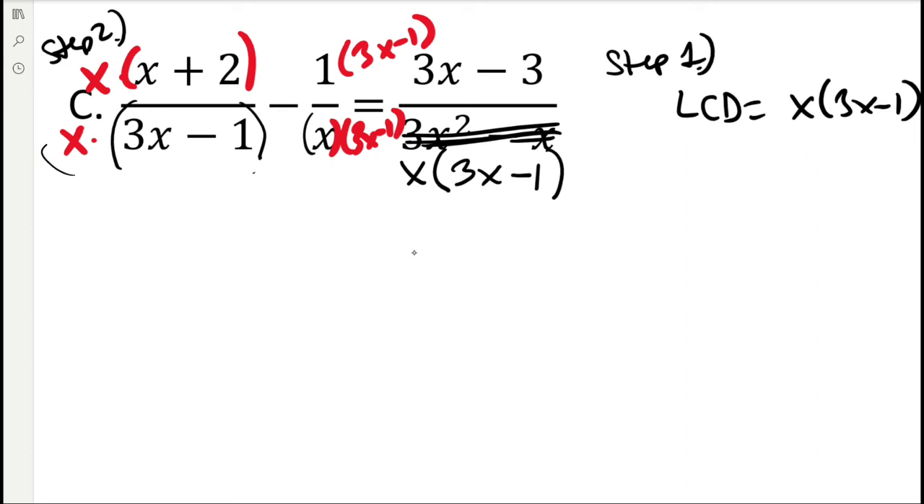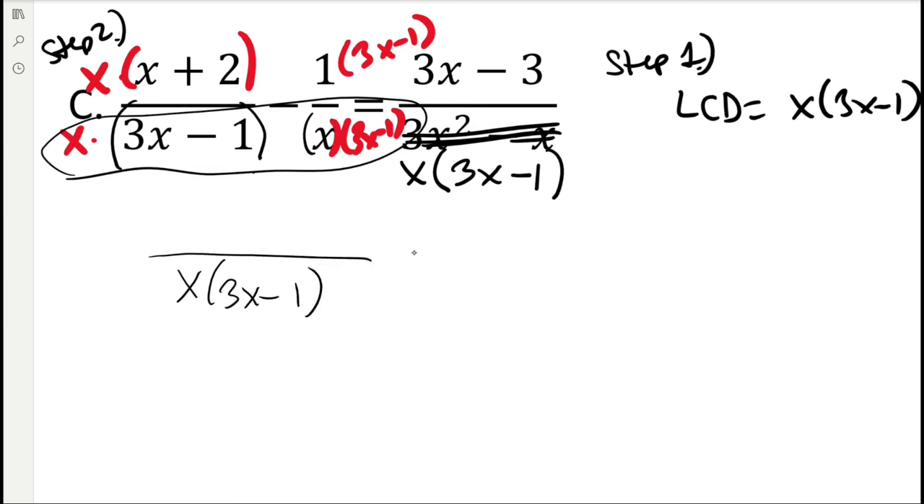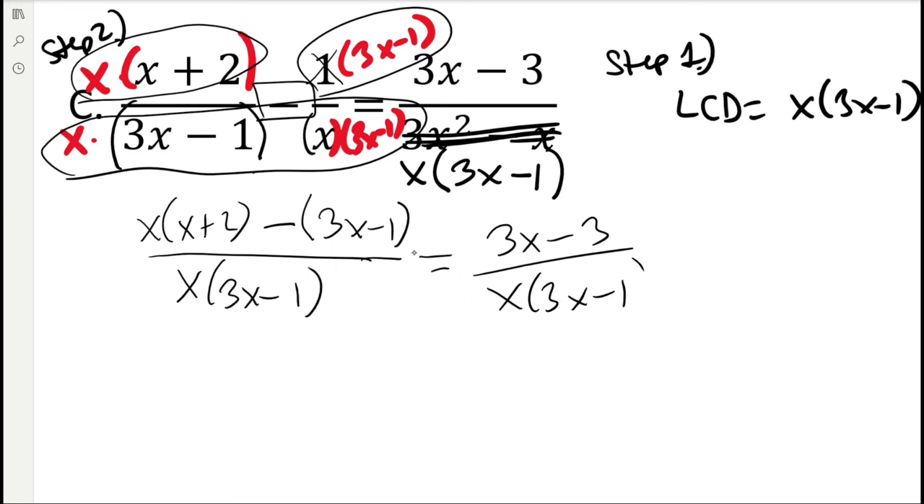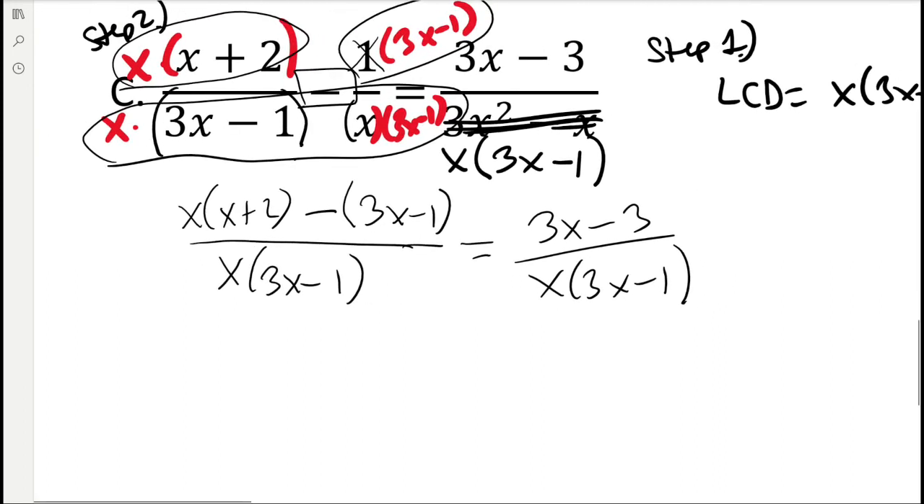So far we can combine these two fractions, these two denominators into one denominator because they're the same. And now we can combine these two numerators. So I have this first numerator minus this second numerator. So I have x times x plus 2 minus, and then I'm going to ignore this 1. That 1 doesn't really do anything to the problem, so I'm just going to write out the 3x minus 1, the red part. So now I have equals the right side, 3x minus 3 over x times 3x minus 1. So that is the end of step 2.